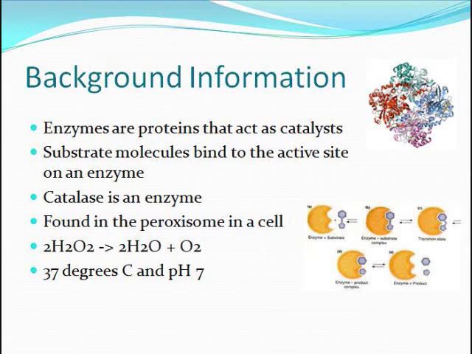Catalase is an enzyme found in large amounts in the peroxisome organelle of a cell. Catalase breaks down hydrogen peroxide into oxygen and water. Catalase in humans has an optimal temperature of about 37 degrees Celsius and an optimal pH of about 7.